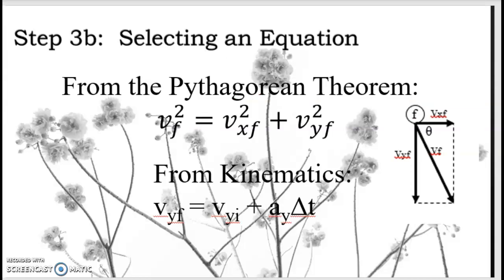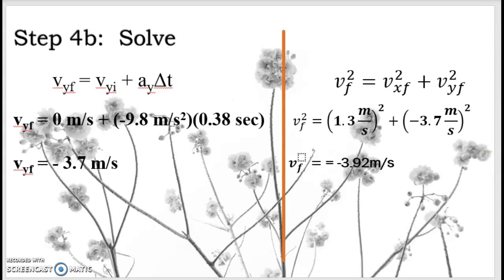I can do that pretty easily by using kinematics. Vyf is the second equation on the paper. Vyf equals Vyi plus ay delta t. So my Vyi goes to 0. So when I go ahead and solve for this, I find that my final velocity in the y direction is going to be negative because it's going down, and is equal to negative 3.7 meters per second.